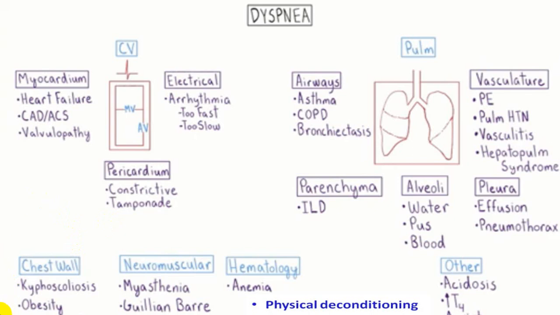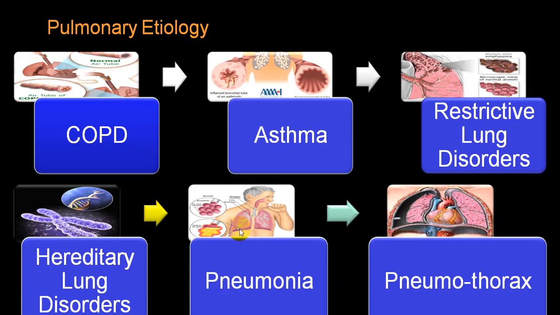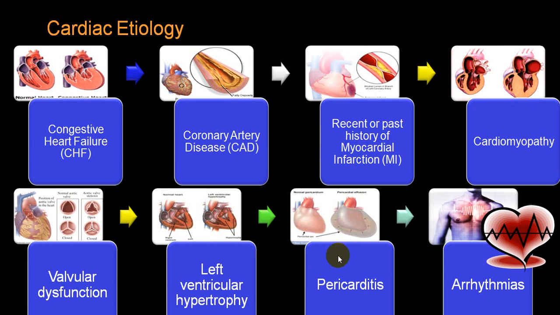As far as chest wall is concerned: kyphosis, obesity, flail chest, neuromuscular conditions, myasthenia gravis, Guillain-Barré, amyotrophic lateral sclerosis, blood, anemia, then other conditions like metabolic acidosis, like diabetic ketoacidosis, thyrotoxicosis, anxiety, and also don't forget psychogenic and physical deconditioning. These are the common respiratory conditions: COPD, asthma, restrictive lung disease, interstitial lung disease, pneumonia, pneumothorax, etc. Among cardiovascular: congestive heart failure, acute coronary syndrome, acute MI, cardiomyopathy, arrhythmia; pericarditis does not come, but pericardial effusion, constrictive pericarditis, cardiac tamponade, LV dysfunction, and valvular dysfunction, which will finally end up with what we call congestive heart failure.